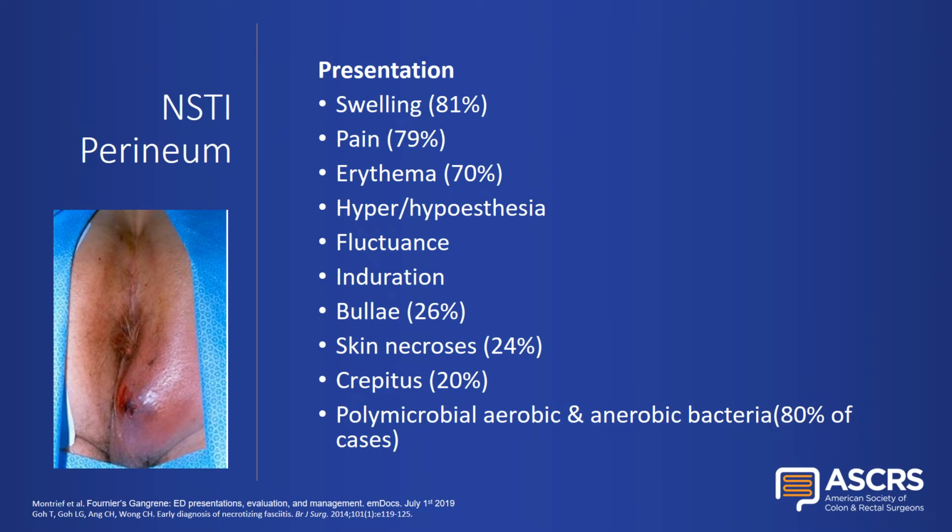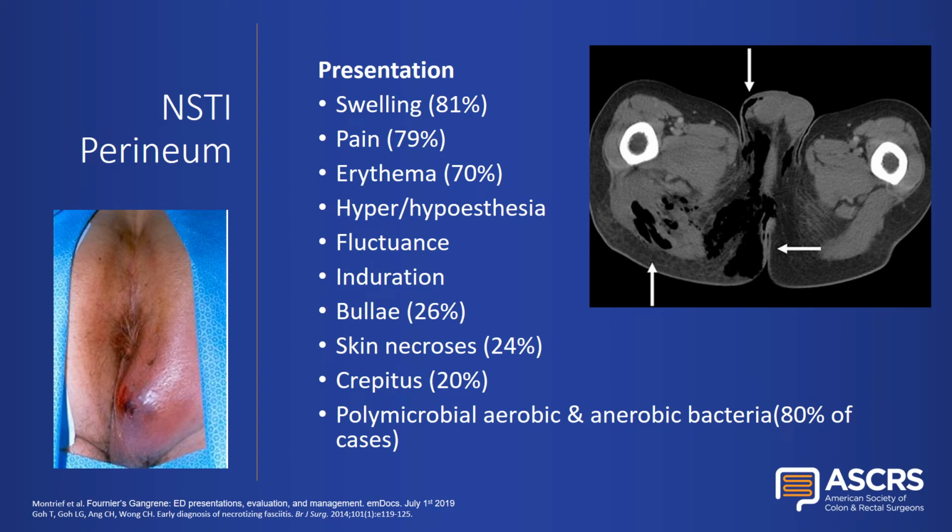Patients typically present with the following symptoms and exam findings. As you can tell, some of the most common presenting symptoms are swelling, pain, and erythema. Most folks are taught to look out for bullae, crepitus, and skin necrosis, but you can see that that happens usually in less than 1/3 of patients. And so again, the pain and swelling and erythema are going to be your more common presentations.